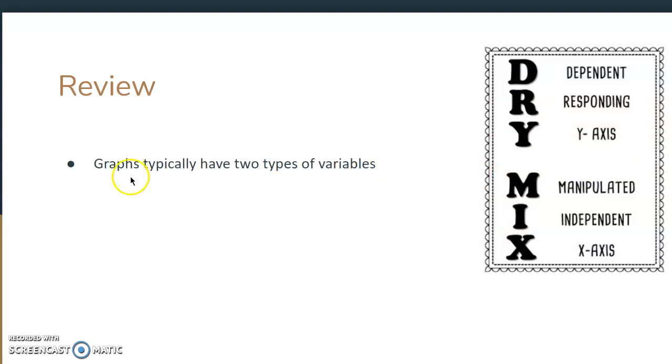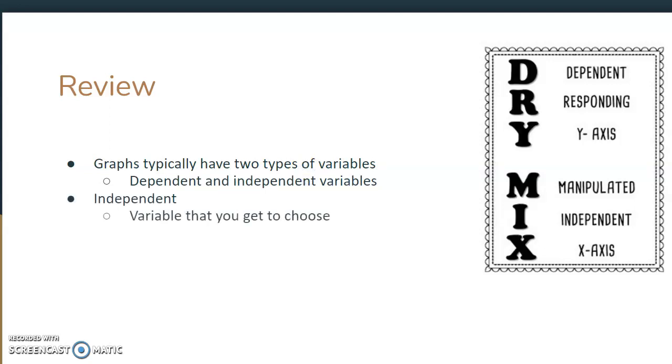But just to review, our graphs typically have two types of variable. We have what's called a dependent and what's called an independent variable. The independent variable is the variable that we get to choose. So a lot of times people will be testing a hypothesis in their scientific method, and the variable we get to choose gets to be called our independent. And our dependent variable is the one that is affected by our choice.